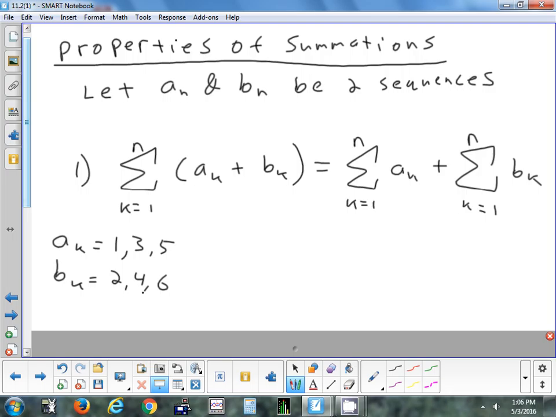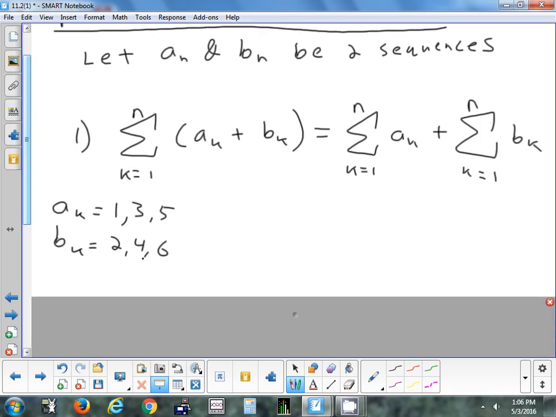All right, so let me show you what A sub k plus B sub k is. Let's just do that part first. Add up the terms in the corresponding positions. What's 1 plus 2? 3. 3 plus 4? 7. And 5 plus 6? 11. That's the sequence A sub k plus B sub k. Just add up corresponding terms.